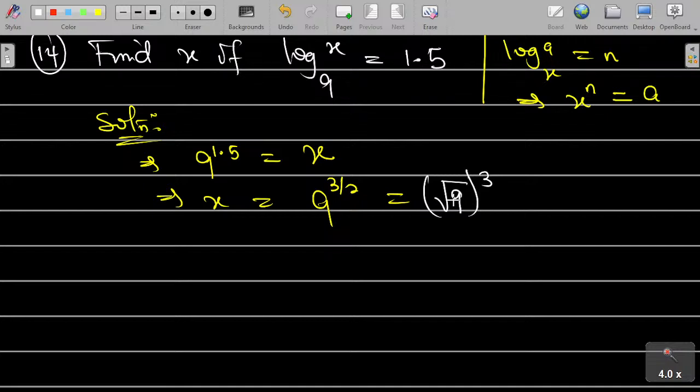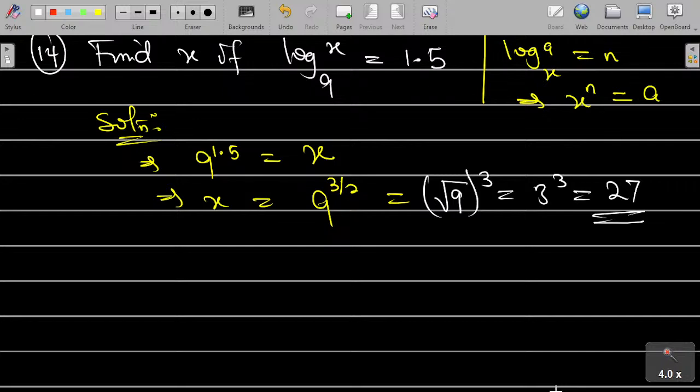So that's going to give us square root of 9 is 3 raised to the power of 3, and that is equal to 27. Okay, so our number 14 is equal to 27.